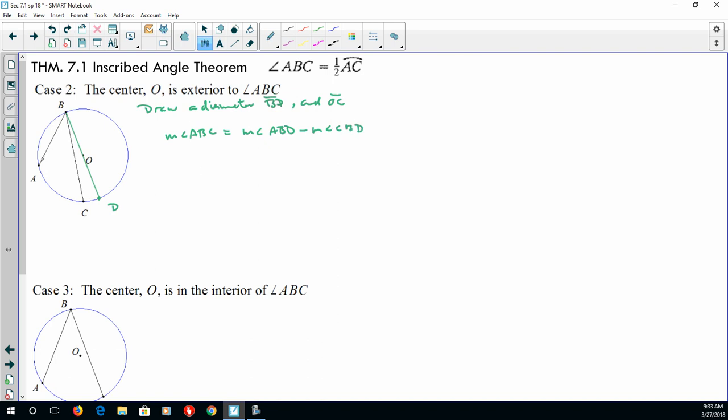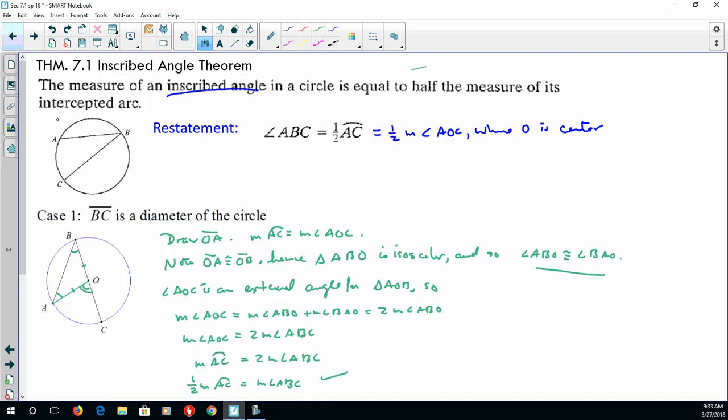Now, the measure of angle ABD, so I'm talking about this side, is an inscribed angle where one side goes through the center, or one side is a diameter. So I can use the previous page. I know that the theorem works for that. So that's 1/2 the measure of the arc AD.